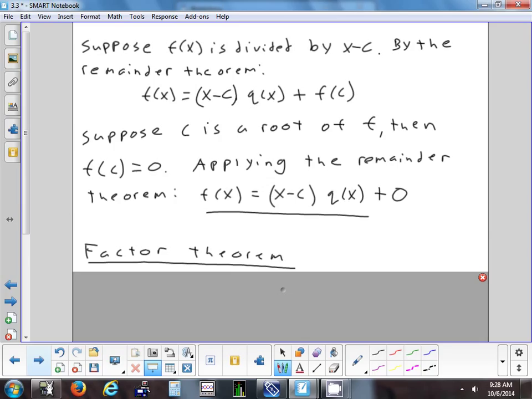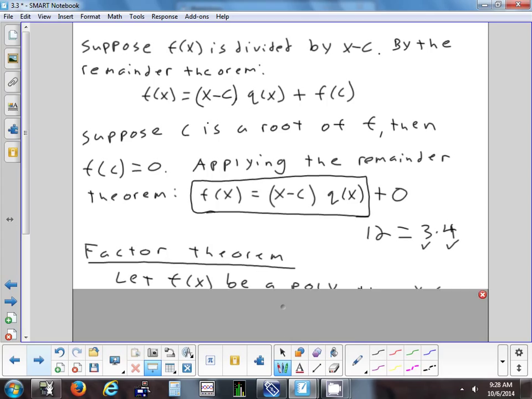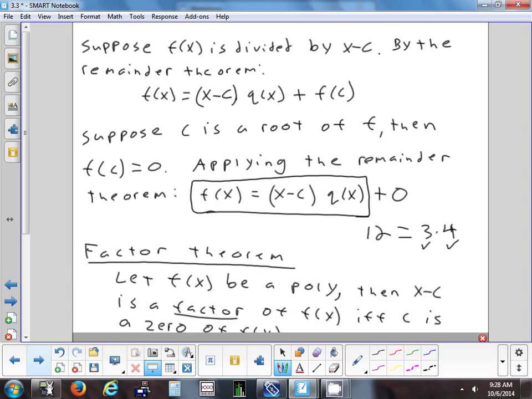Notice it's written as f of x equals something times something. Whenever you write it that way, 12 equals something times something, and there's no remainder here. Both the 3 and the 4 are factors. Okay? So that's where the remainder theorem is going to help us out. If we get a remainder of 0, we just found a factor.